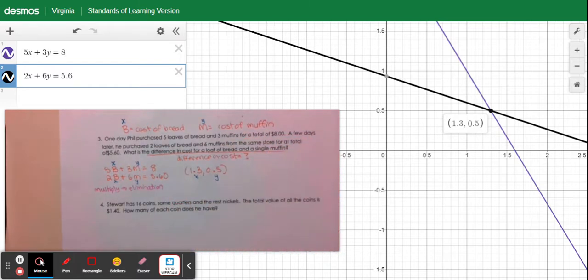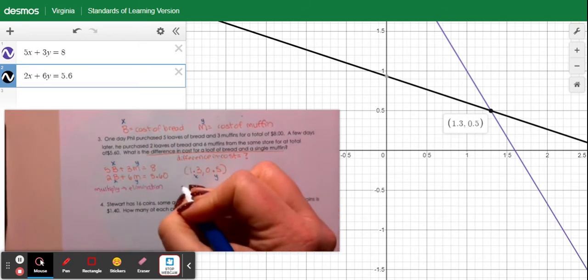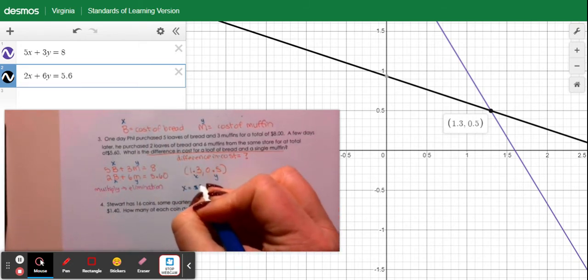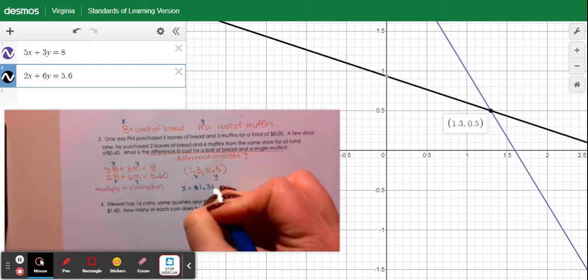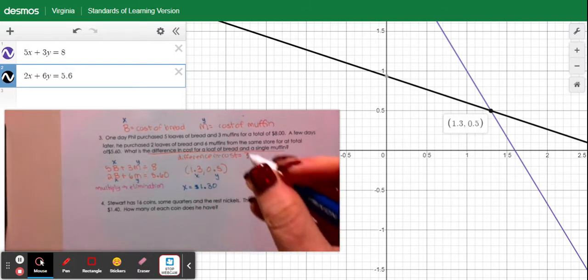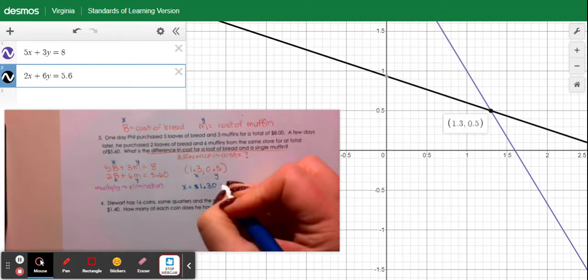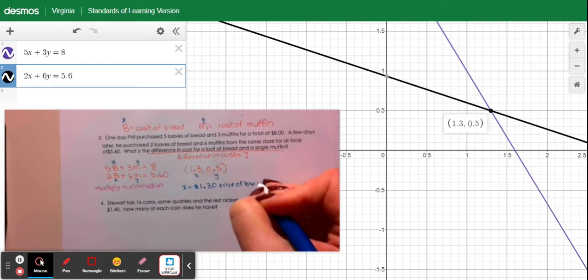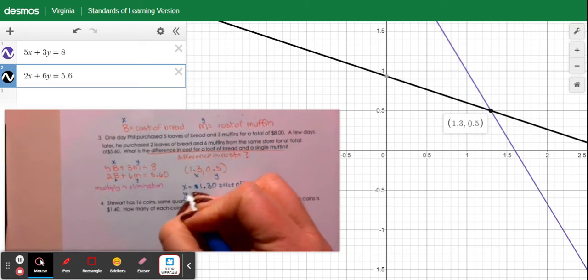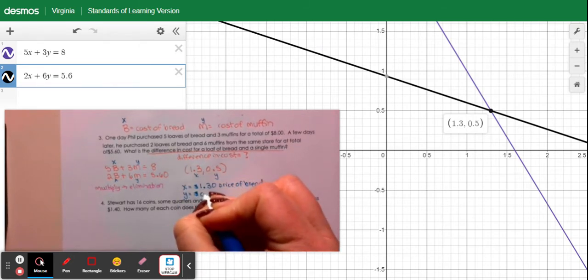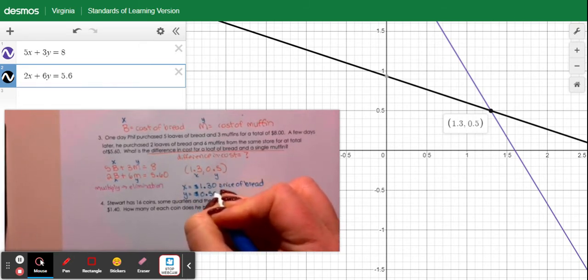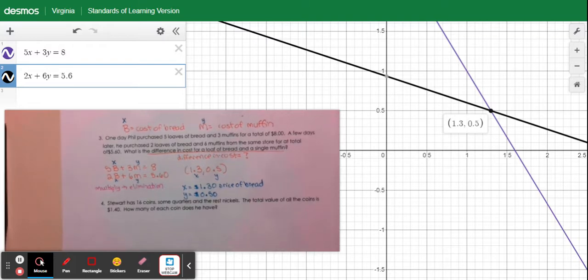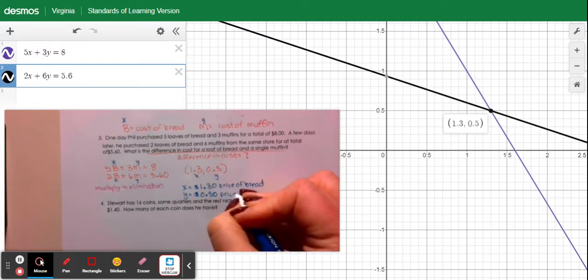Now remember, my x and y represent cost of bread, so it's money. So x equals $1.30. You got to add that 0 so it looks like money. $1.30 is the price of bread. And y is 0.5. I'm going to add the 0 because it looks like it's 50 cents. And that's the price of the muffin.